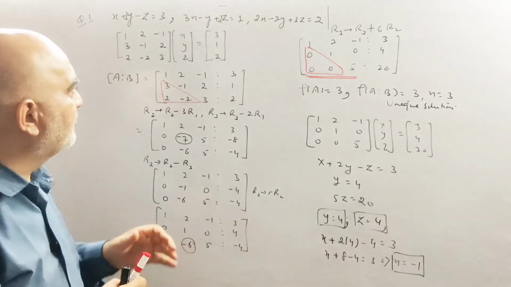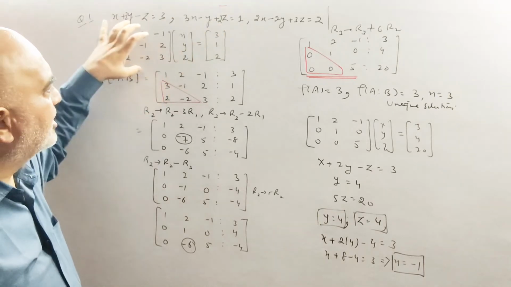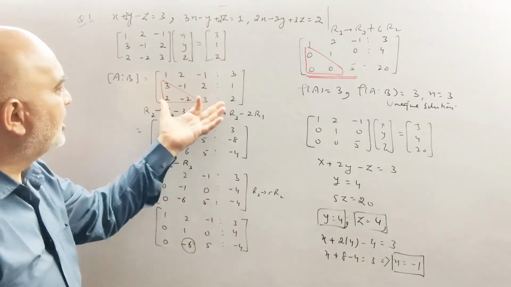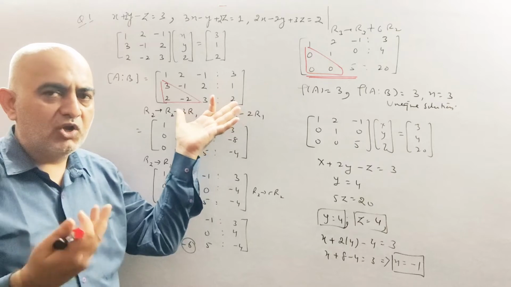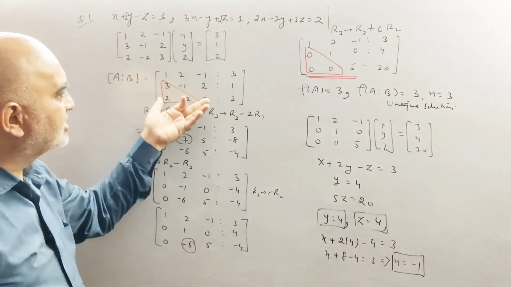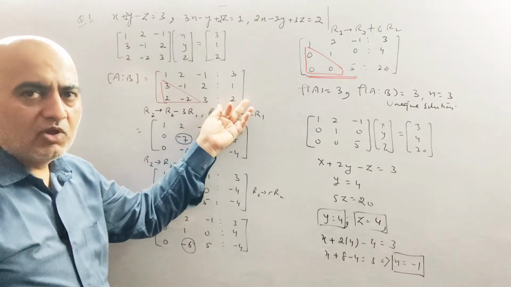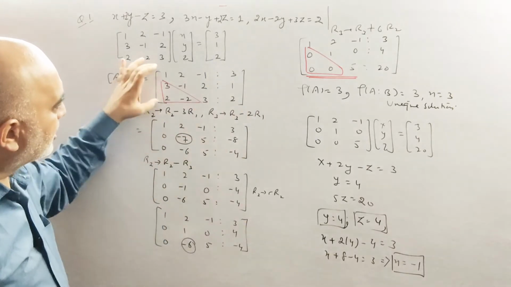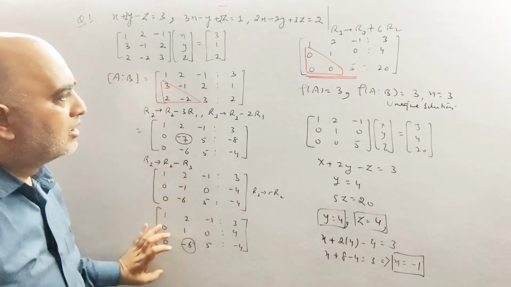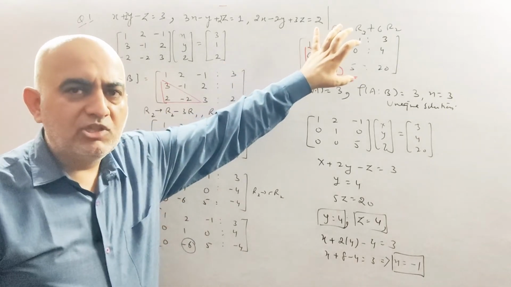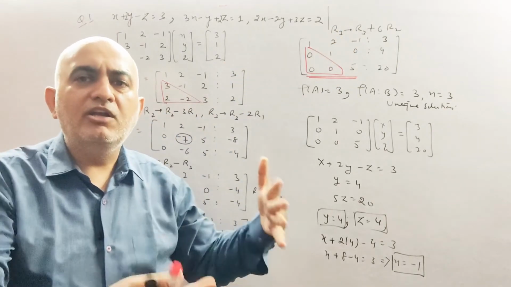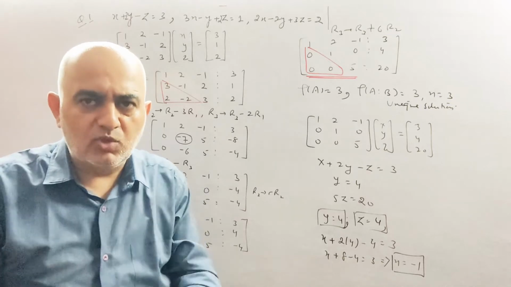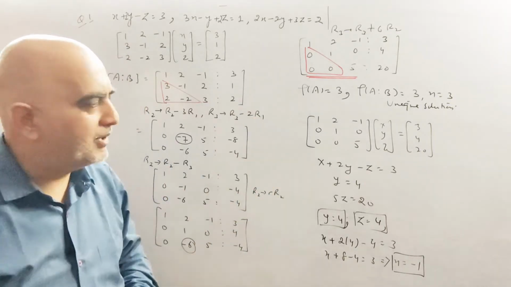So first of all, what will you do? First of all, separate the system into the form Ax equals B. Then write the augmented format. What is the augmented format? You have to write the matrix A here and the matrix of constants separated by a line. Then convert the given matrix into the upper triangular form by using the operations which we have already told in our previous videos. Please check those videos and go for this topic also.